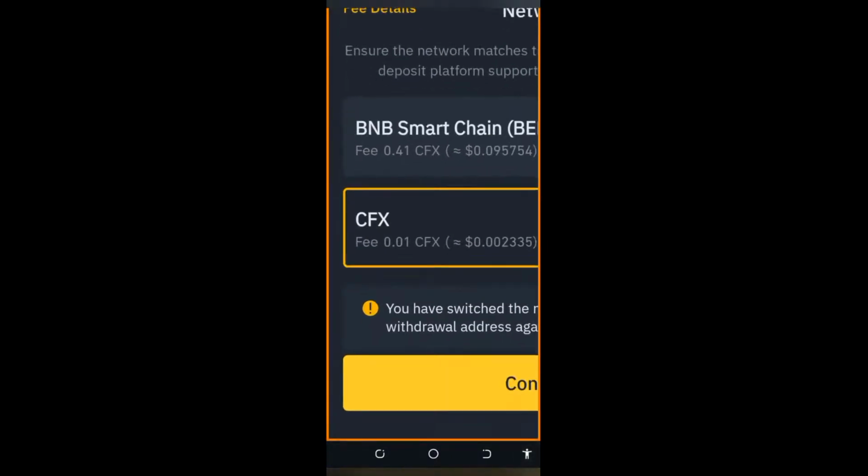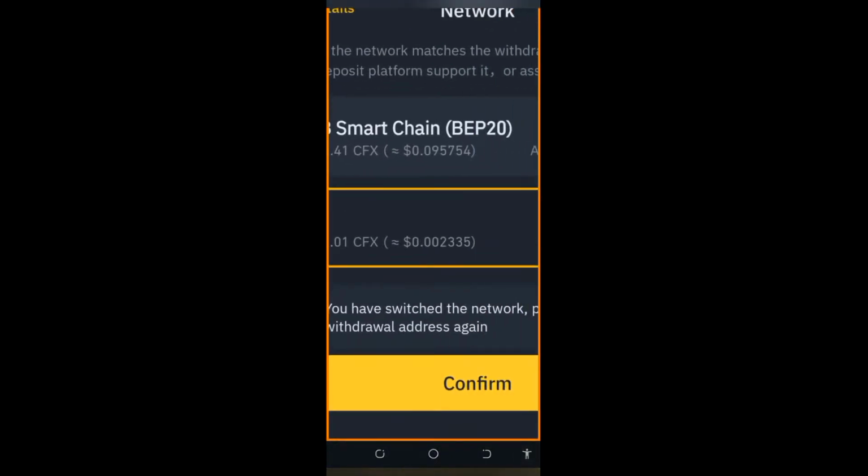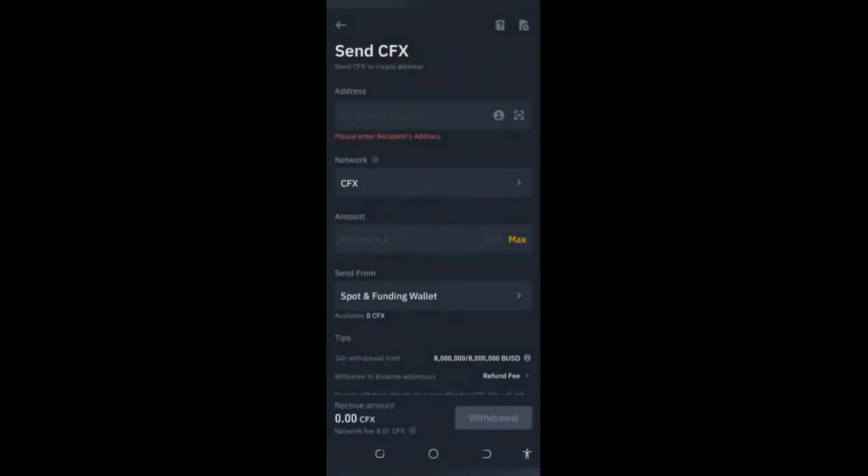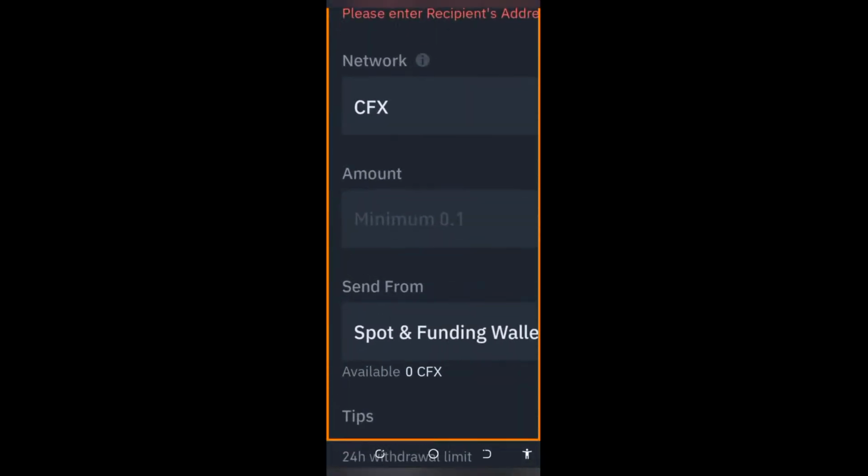How much is it? It's just about 0.000, what am I saying? 0.002. That's less than 1 cent. Beautiful. That's less than 1 cent to send. Okay, let's go ahead and click on confirm. So what we're going to do here is that we need to be sure that this is going to deliver. Don't forget, if you send money to a wrong address, your money is gone. Okay, so now what is the minimum that we can send? The minimum is 0.1. Okay, 0.1 CFX.